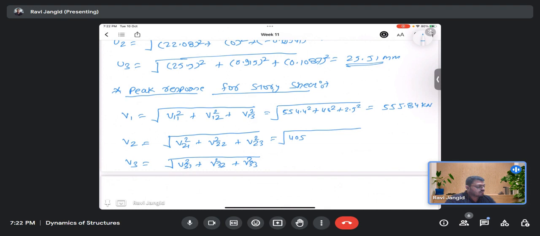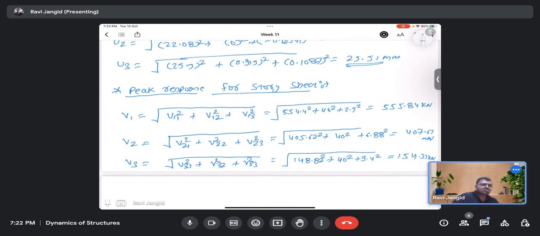If you go with the second, it would be 405.62 square plus 39.71 square. That would be not 39, where we are using 40, so use 40. And 6.88 square. So that would be 407.61 kilometer. Okay, and for the third story, 148.82 square plus 40 square plus 9.4 square. So that would be coming around 154.31 kilometer. So this was for the shear.